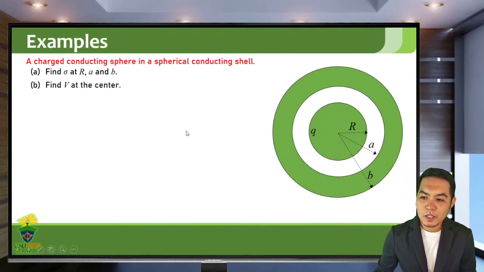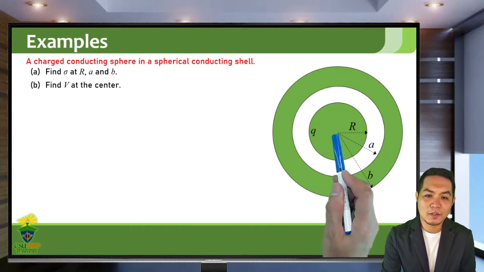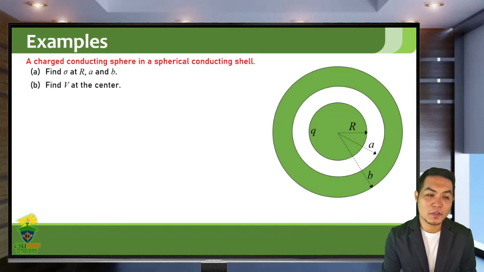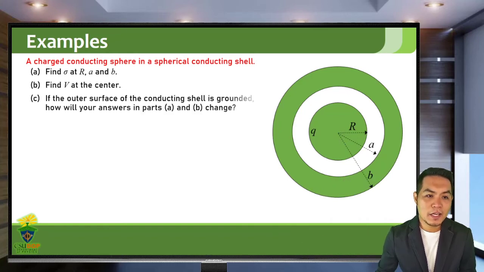Then you are asked to find the electric potential at the center, so at r equals 0. And then if the outer surface of the conducting shell is grounded, how will your answers in parts A and B change? We'll elaborate about grounding in the next problem.